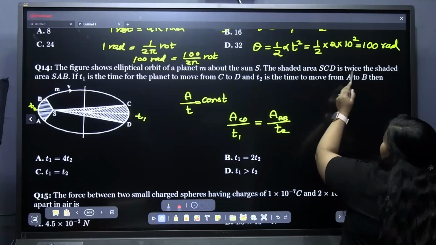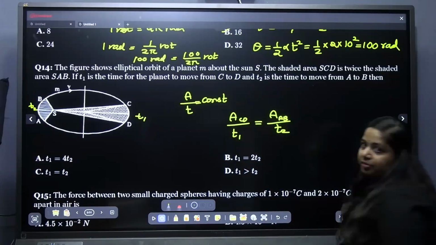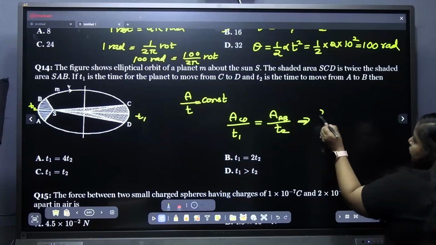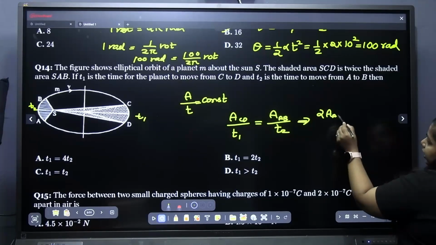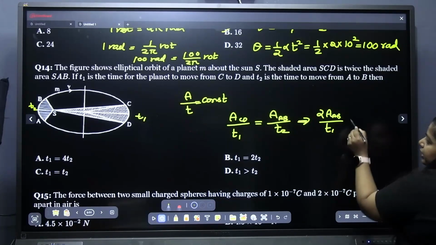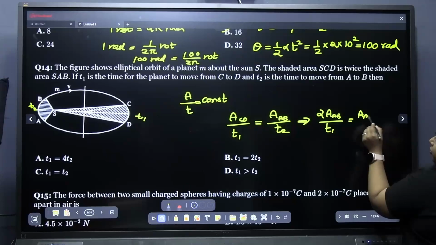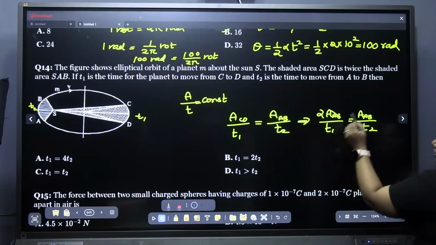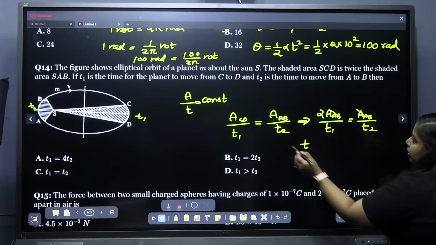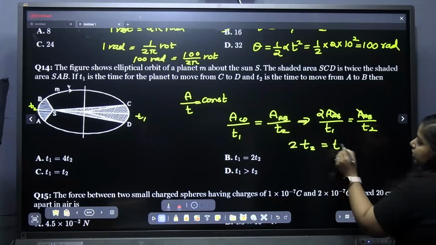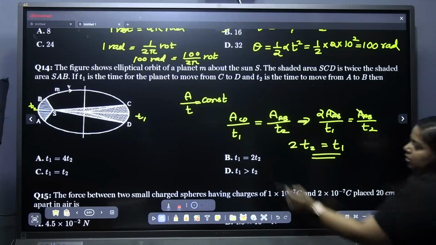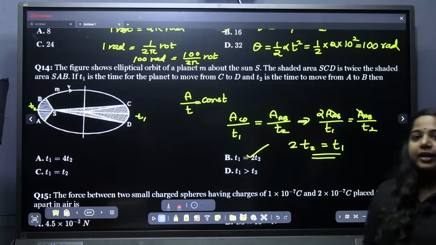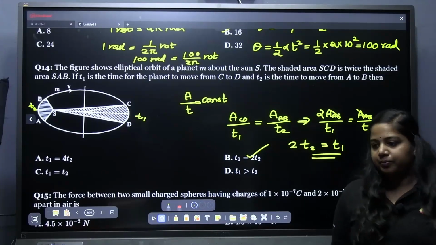Area of CD is twice area of AB. So area of CD can be written as 2 times area of AB, by T1, equal to area of AB by T2. This cancels and we will get 2 T2 equal to T1. Answer is option B. Is that clear? Direct application of Kepler's second law.